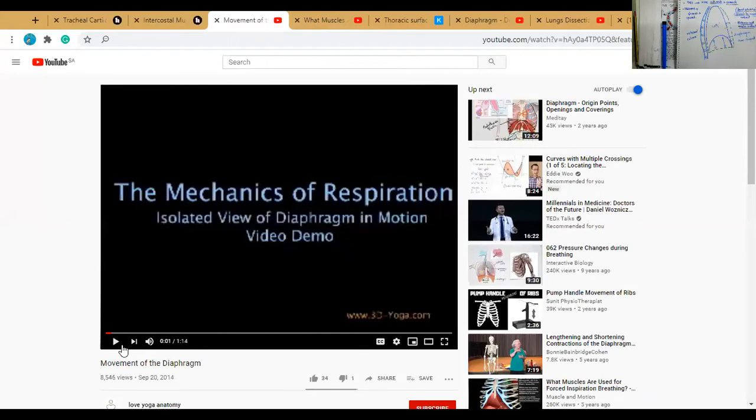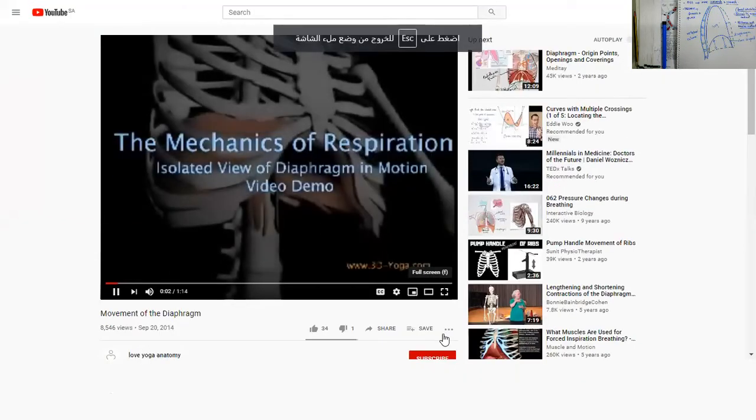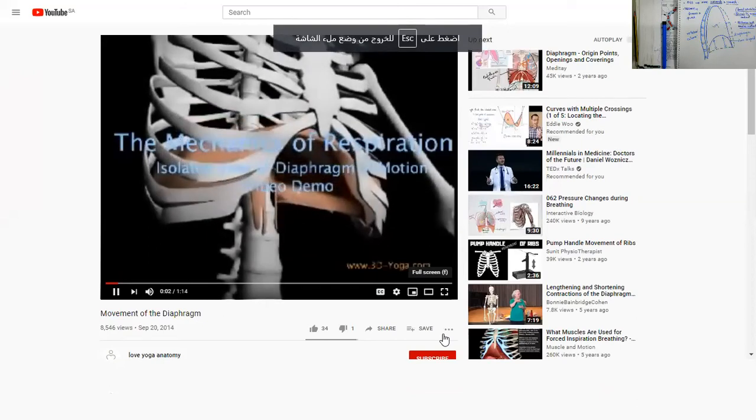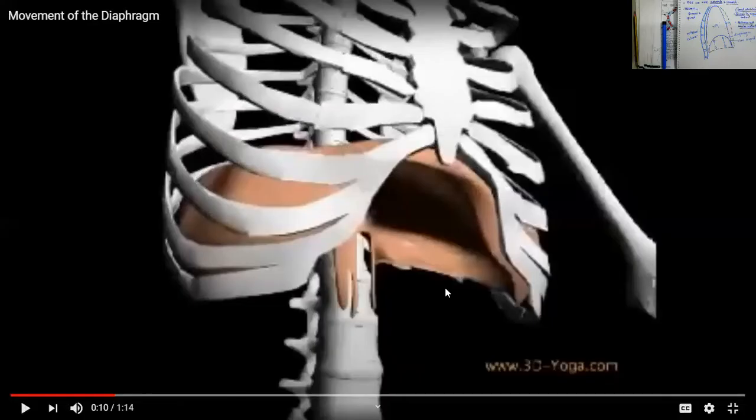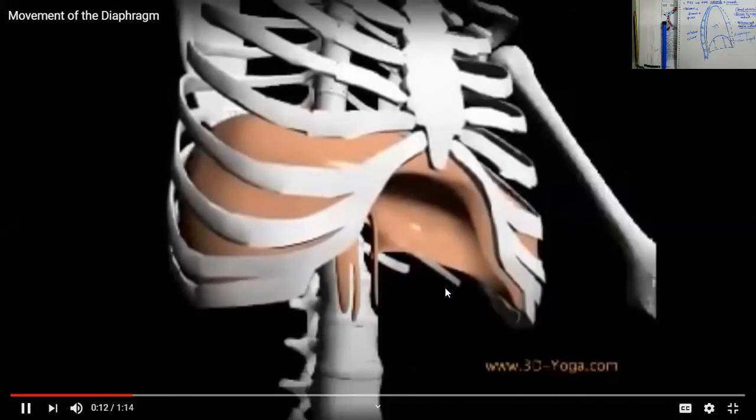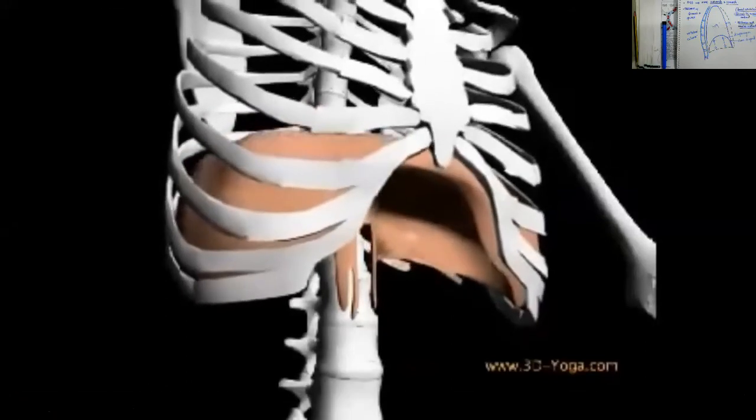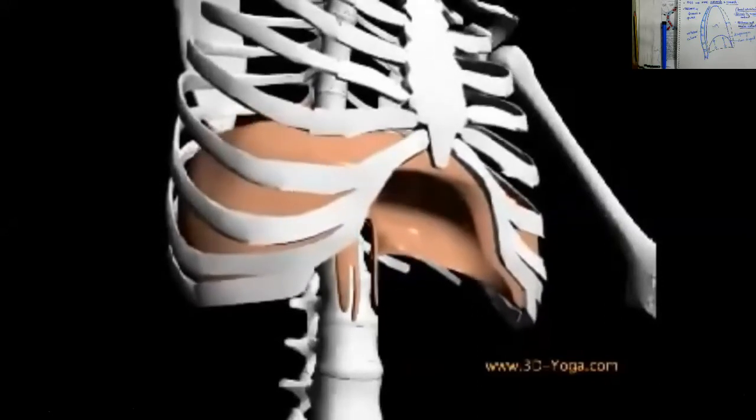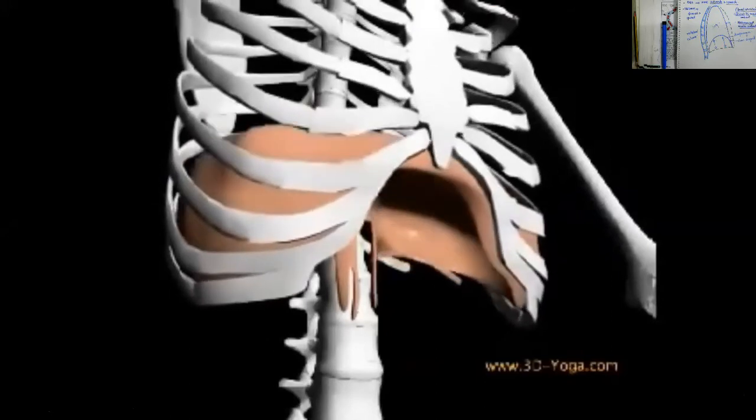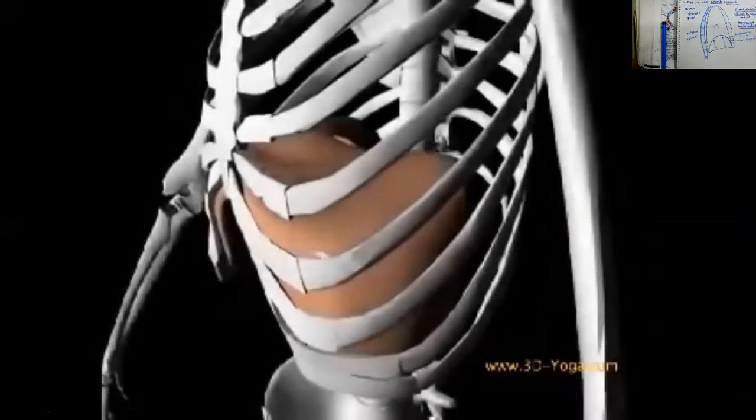Okay, so now this is a demo of how the thoracic cavity moves during breathing. Let's watch this. You can see the diaphragm moving up and down. When it is flattening, that's active contraction. And when it's relaxed, it springs back to its dome shape. That's how the height of the thoracic cavity decreases and increases. That's how the diaphragm separates the thoracic cavity from the abdominal cavity.